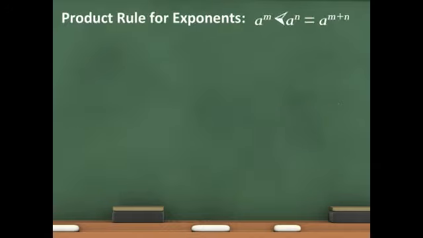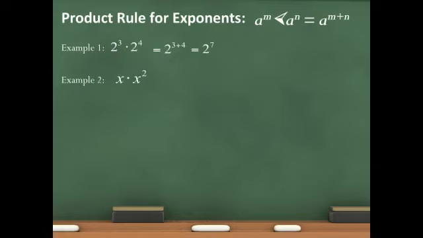The product rule for exponents states that the product of two exponentials with the same base can be simplified by adding their exponents. A to the m power times a to the n power is equal to a to the m plus n power. Consider 2 to the third power times 2 to the fourth power. When you multiply 3 factors of 2 by 4 factors of 2, you will have 3 plus 4, or 7 factors of 2. Let's quickly look at a couple of examples.